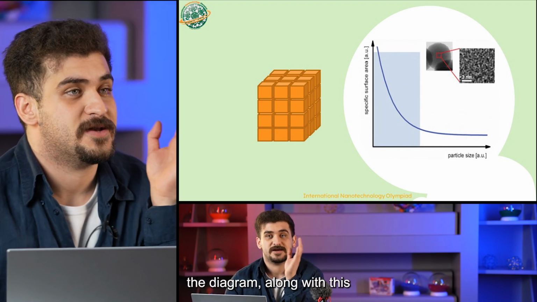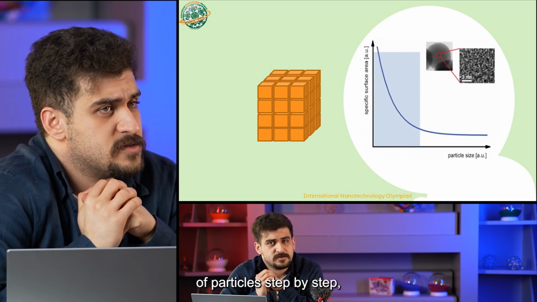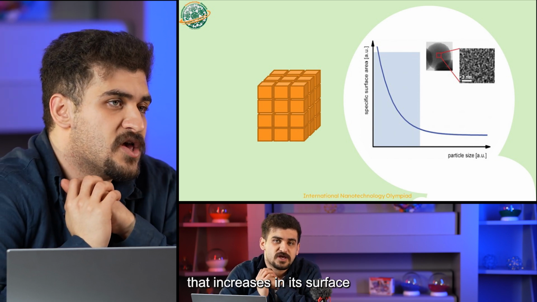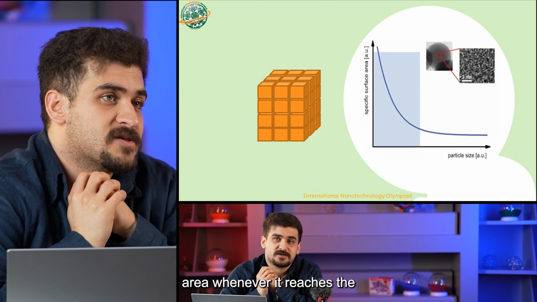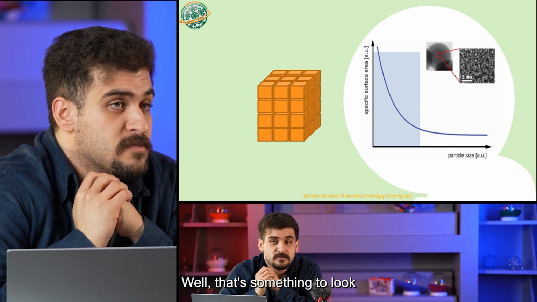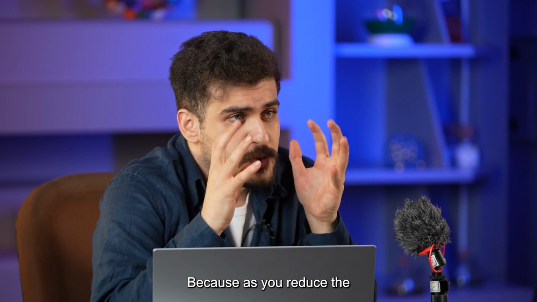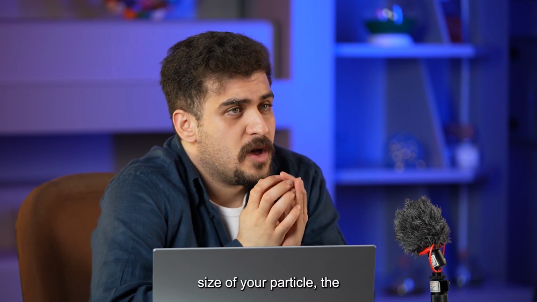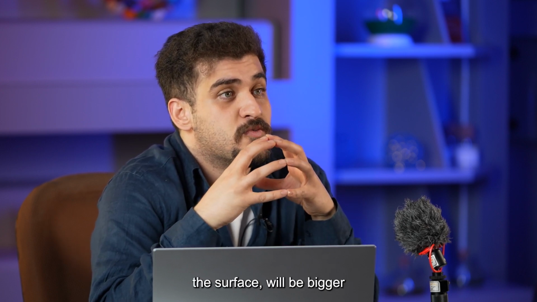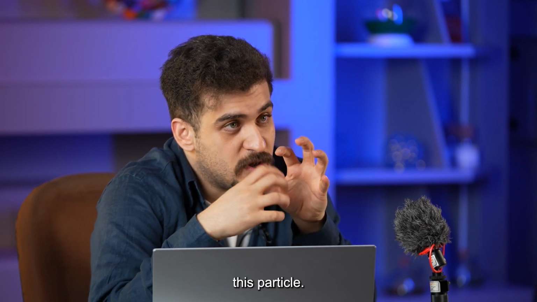As you can see in the diagram, along with these real pictures, if you reduce the size of particles step by step, you will have a diagram that increases in surface area whenever it reaches the nanoscale. Well, that's something to look forward to, right? Because as you reduce the size of your particle, the number of atoms on the surface will be bigger than the number of atoms inside the particle.